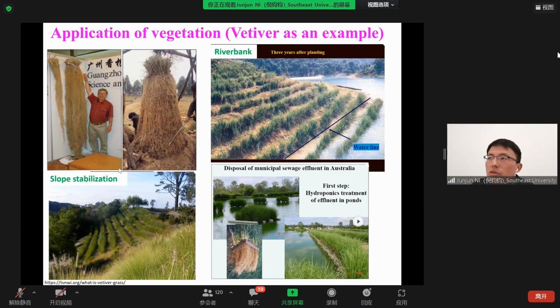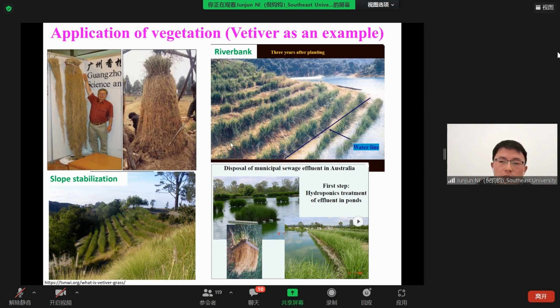You can see the vetiver, for example, has very long roots. They normally can provide mechanical reinforcement to increase the shear strength of the soil. And also in Australia, for example, they can use this kind of vegetation for hydroponic treatment of municipal sewage effluent. Okay, so this is about this multidisciplinary research.